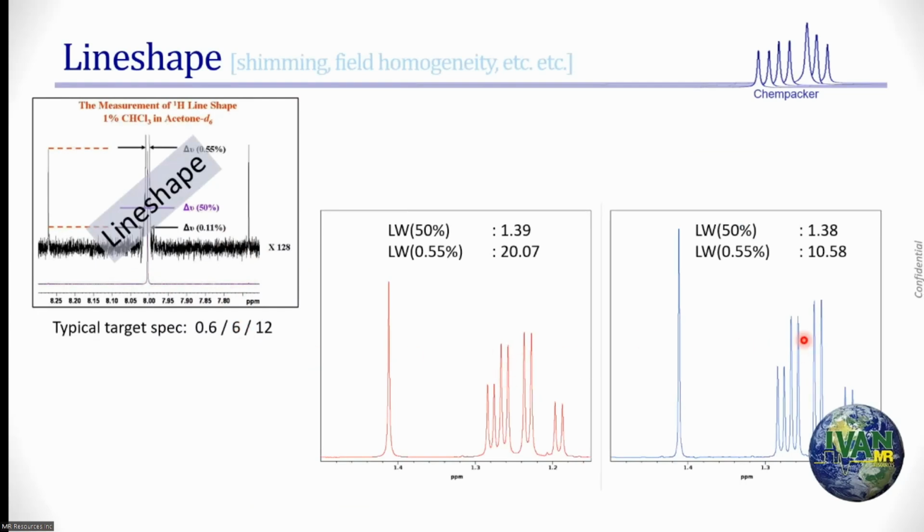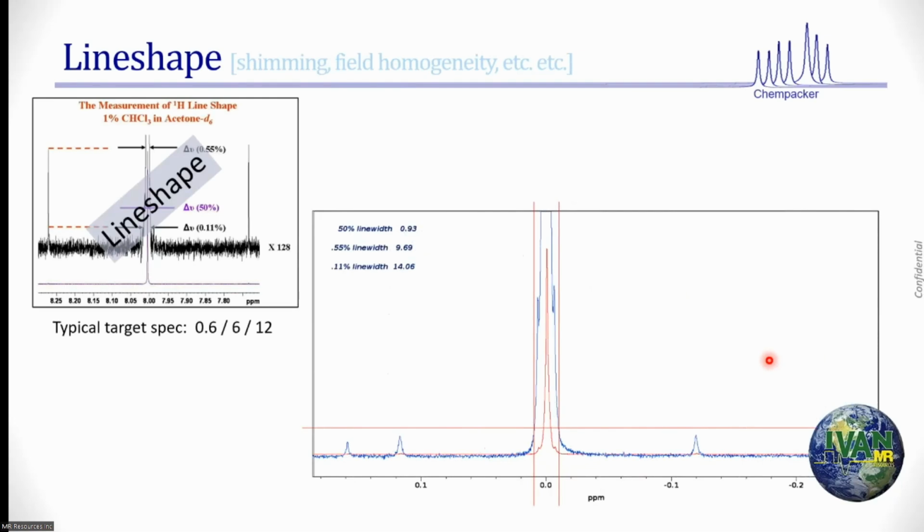And here are 2 examples of spectra. In one line shape, the width at half height is 1.38, and the width at half height is the same in both cases. In one case, the width at 0.55 is 10 hertz, here it is 20 hertz. Naturally, this is taller, this is preferred. In most poor ways of describing it, this is better shimmed. It is not. I'm giving you the answer. It's not better shimmed, I'll tell you why. So we think it's better shimmed because it's taller, narrower, and I can resolve one from the other.